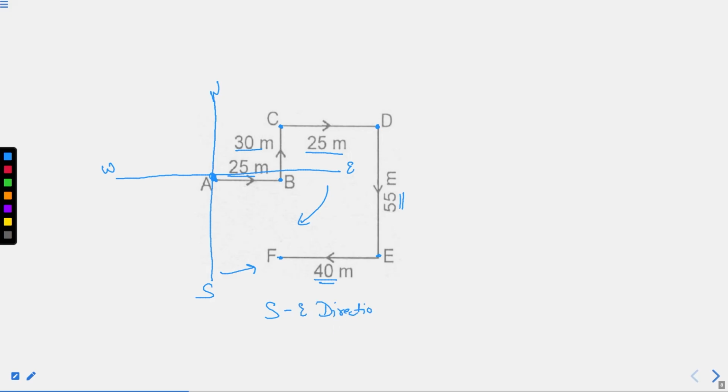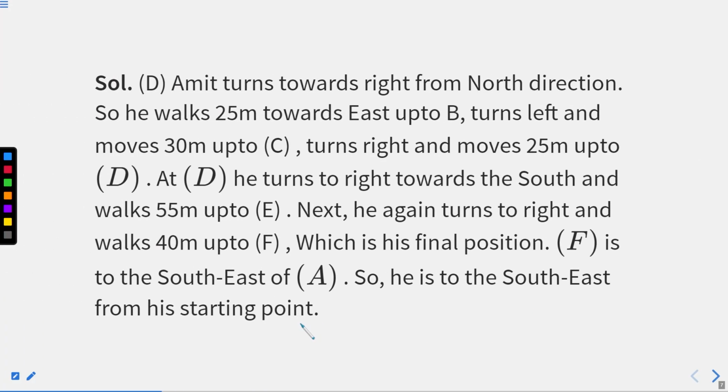I hope you are clear with the direction part, right? For that, you can see these things here as well, right? Amit turned towards right, north, from north direction, walked 25 meters and so on. So he found himself in the southeast direction from the starting point. I hope this part is clear, right? I hope you are clear with all the directions as well.